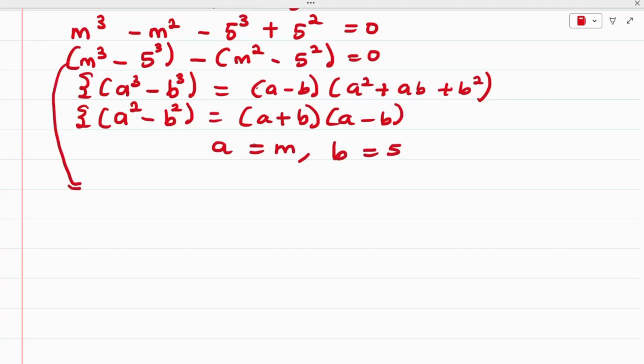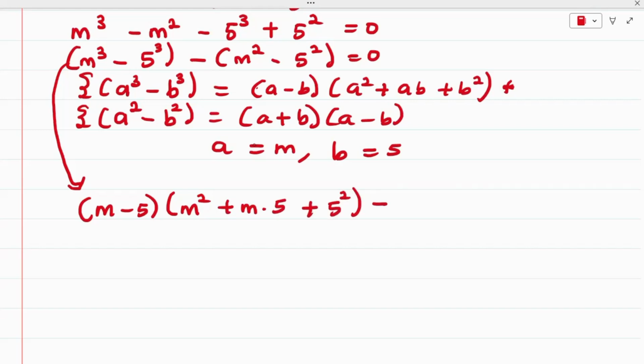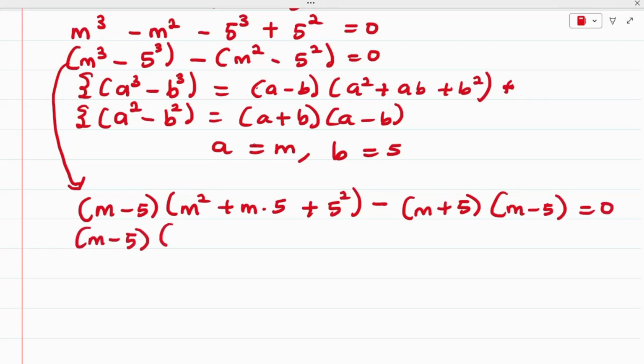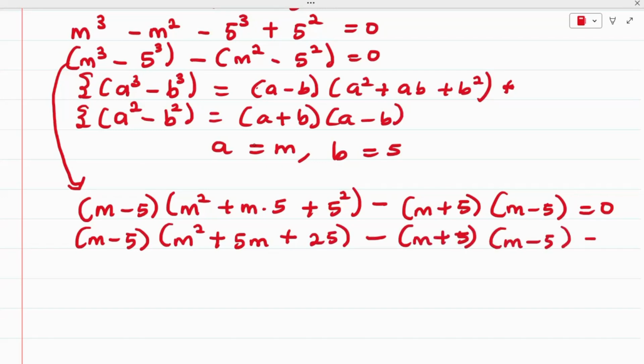So right here up to this point, for m raised to the power of 3 minus 5 raised to the power of 3, we want to simply apply this formula. So this becomes m minus 5 multiply m squared plus m multiply 5 plus 5 squared minus, now for m squared minus 5 raised to the power of 2, we are going to have this to be m plus 5 multiply m minus 5, and this is equal to 0. So we have this to be m minus 5 multiply m squared plus m multiply 5 is 5m plus 5 squared is 25 minus m plus 5 multiply m minus 5, and this is equal to 0.